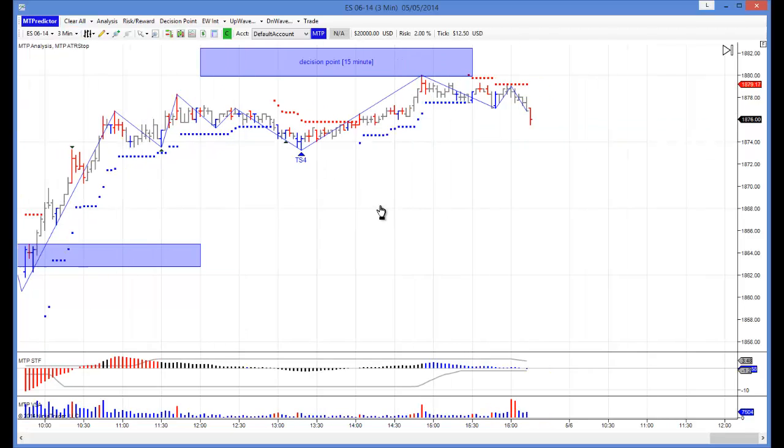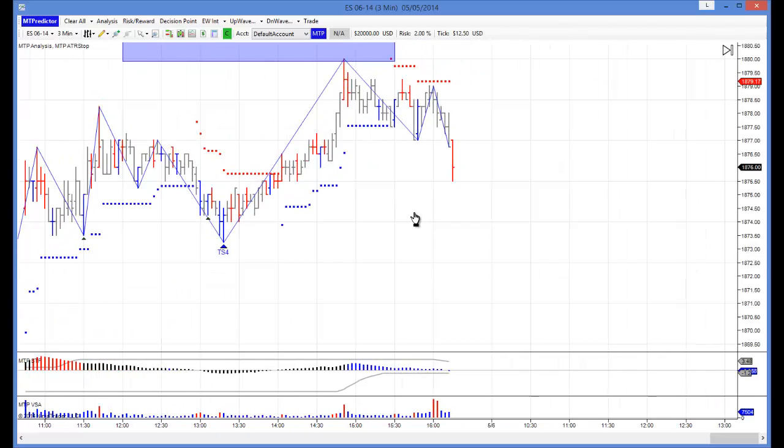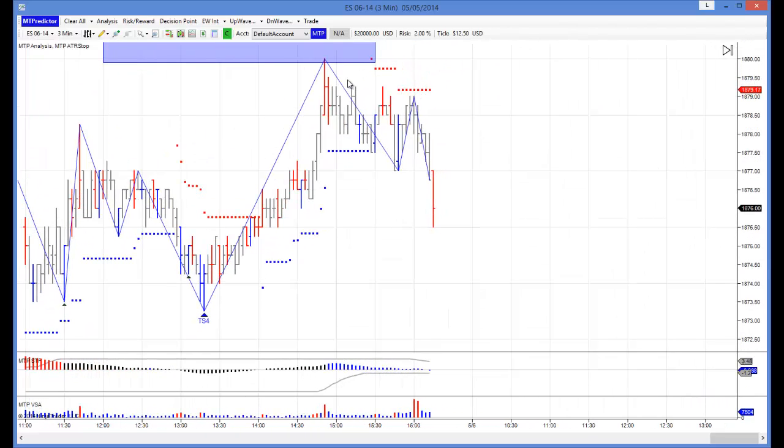For the more advanced traders among you, if I scroll in a bit, you can see because we had a high time frame resistance, we had a VSA bar here coming up into this higher time frame resistance.